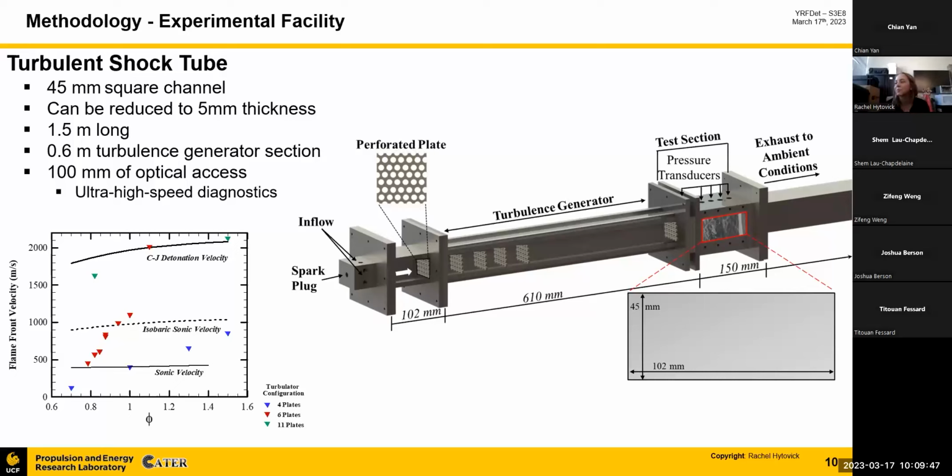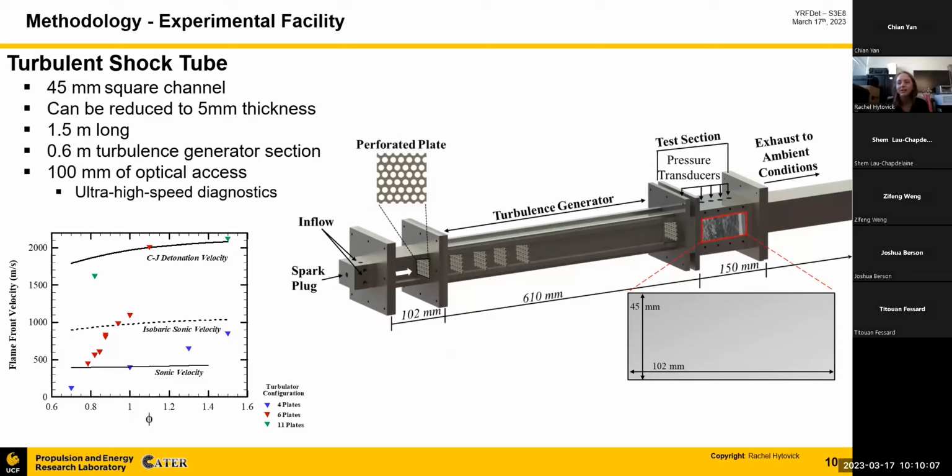And then in that test section, we have 100 millimeters of optical access to get whatever we need. There's also a laser sheet port at the bottom, or glass at the bottom, so we can also get laser diagnostics. And then going back to the turbulators, that's shown on the bottom left.